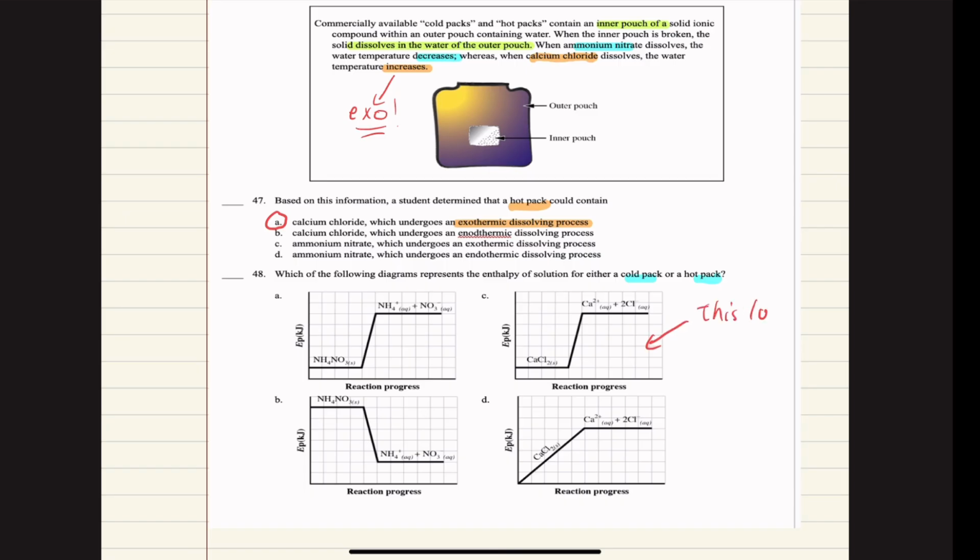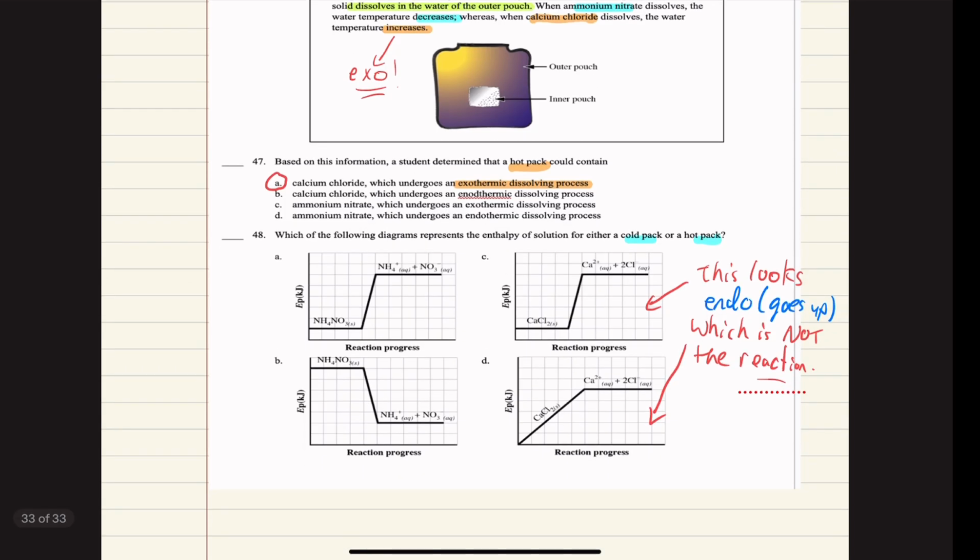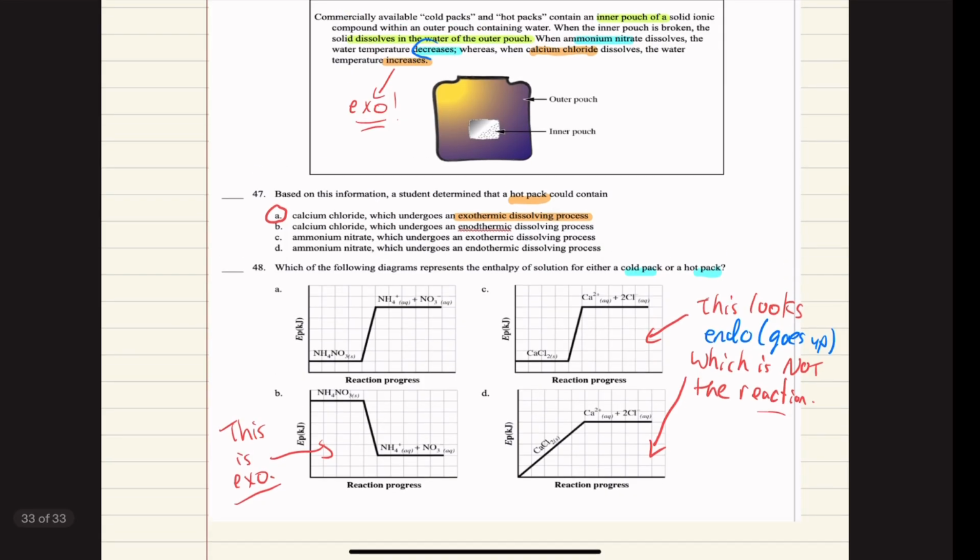Now, if we're thinking about which of these graphs would match the information given above, well, remember that endothermic has to go upwards because the system itself is gaining potential energy. And so that wouldn't be correct for calcium chloride since we already decided that it's exothermic. And for ammonium nitrate, that wouldn't be right either because the graph going down for option B would mean that it is endothermic. So option A, which shows the energy going upwards, is the most appropriate option in this question. And that's because the system gains potential energy in an endothermic reaction.